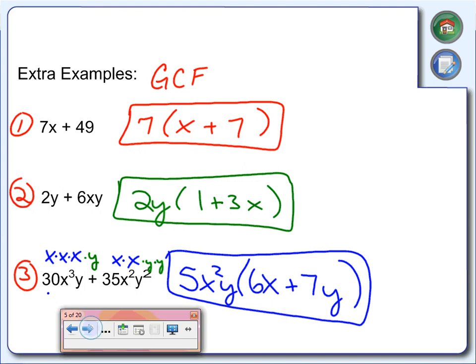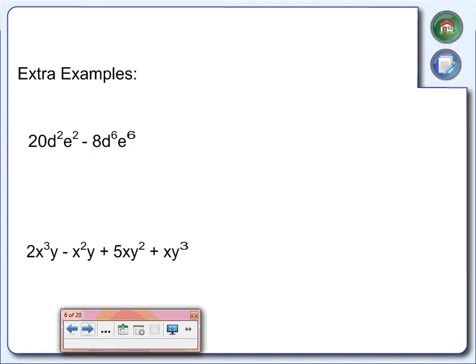All right, I got a couple more for you, and then we'll move on to something different here. Next one, 20d squared e squared minus 8d to the 6 e to the 6. Still looking for that GCF. So let me see. I've got a 20, and I've also got an 8. I'm looking for the largest number that'll go into 20 and an 8 evenly. Think of it. 20 and an 8. 4. That is correct. 4 goes into 20, and 4 also goes into 8.